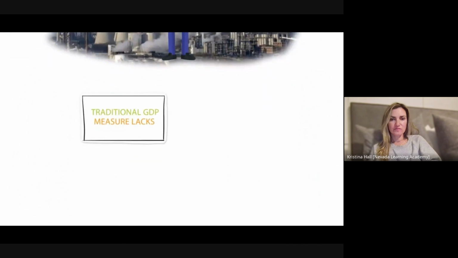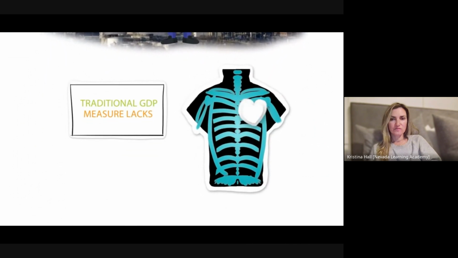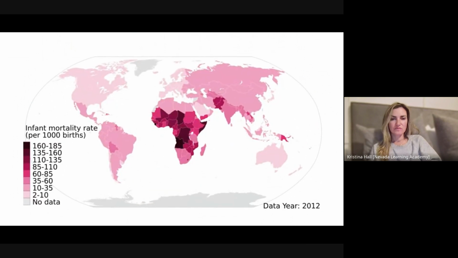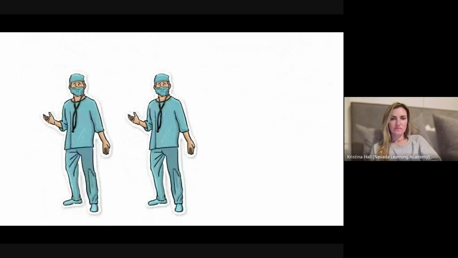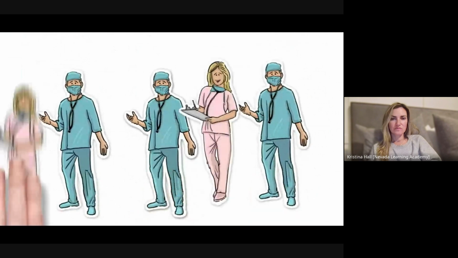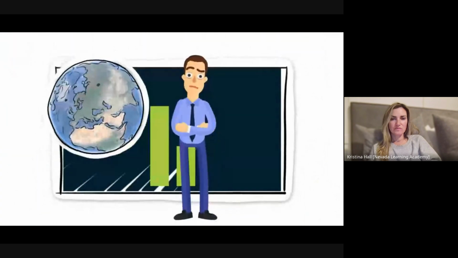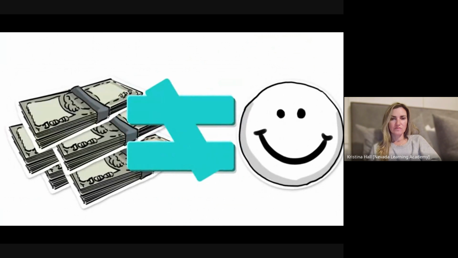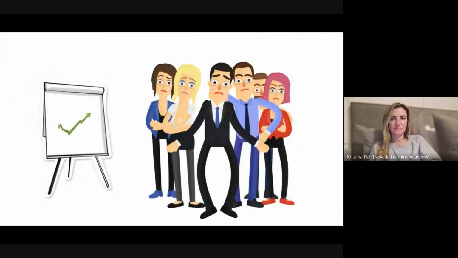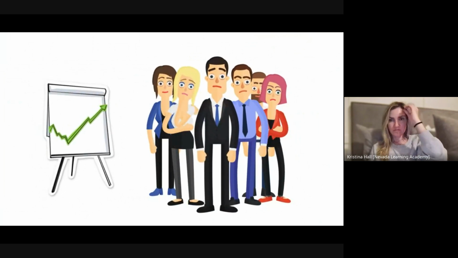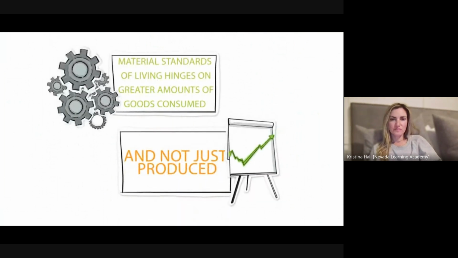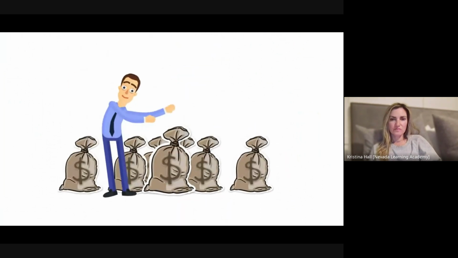So the traditional GDP measure lacks in assessing the qualitative aspect of a country's standard of living, which includes such aspects as infant mortality rates and the number of doctors available per person. Besides the inadequacy of GDP figures for assessing the non-material aspects of standard of living, GDP must be used carefully in concluding about material standards of living. Though real GDP figures may have increased, this only shows higher levels of production, yet material standards of living hinges on greater amounts of goods consumed and not just produced.